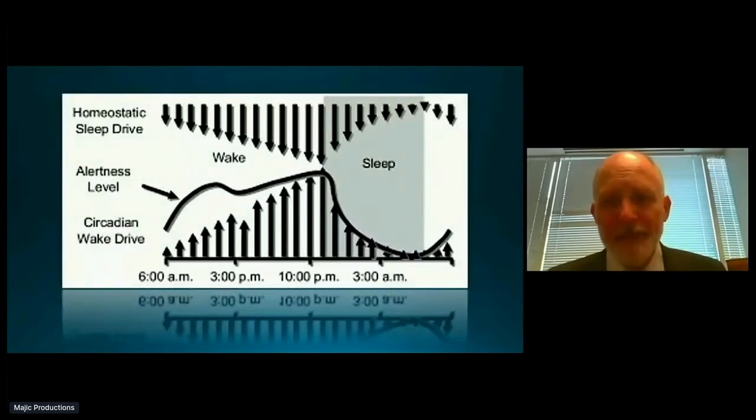So this is the graph. The upper arrows on the top are the homeostatic sleep drive. And what you can see is that the person in the first half of the slide is getting sleepier and sleepier. And then when you go to sleep, you have this decay of sleepiness. Then on the bottom you have the circadian wake drive. And this is interesting because I don't know if you can see my arrow. It starts off low, but starts to increase until you have the mid-afternoon.